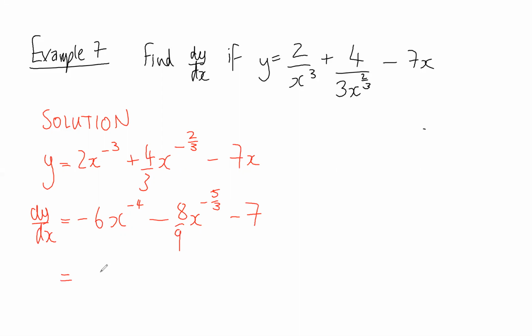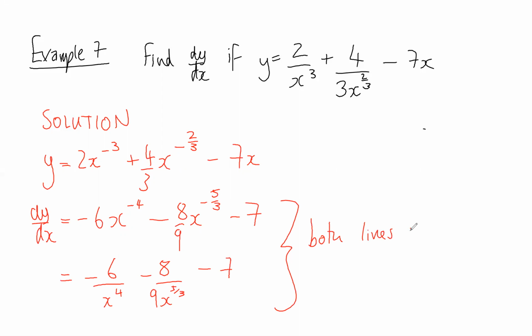Okay, so the rules always stay the same, just fractions or whatever negative numbers doesn't make a difference. So minus 8 over 9 x to the 5 over 3 minus 7. So both lines are correct.